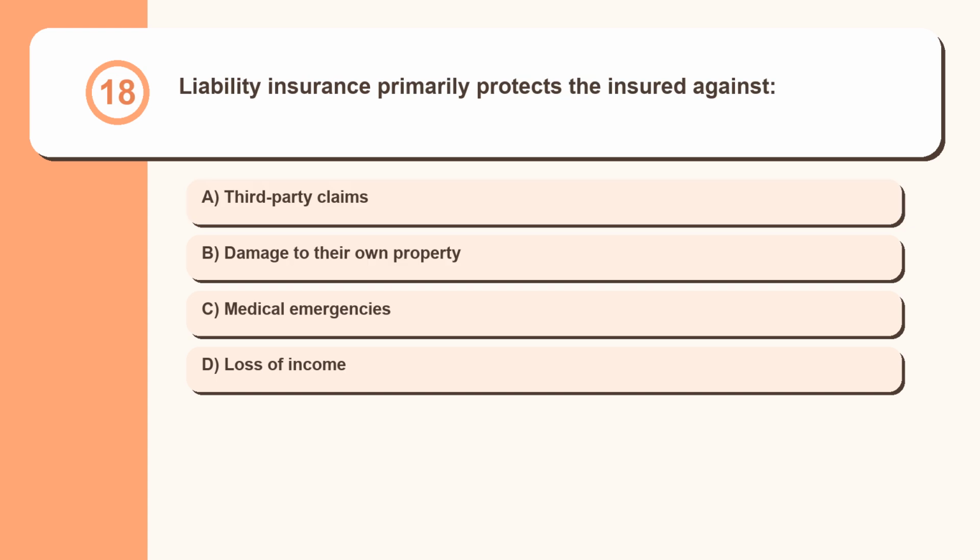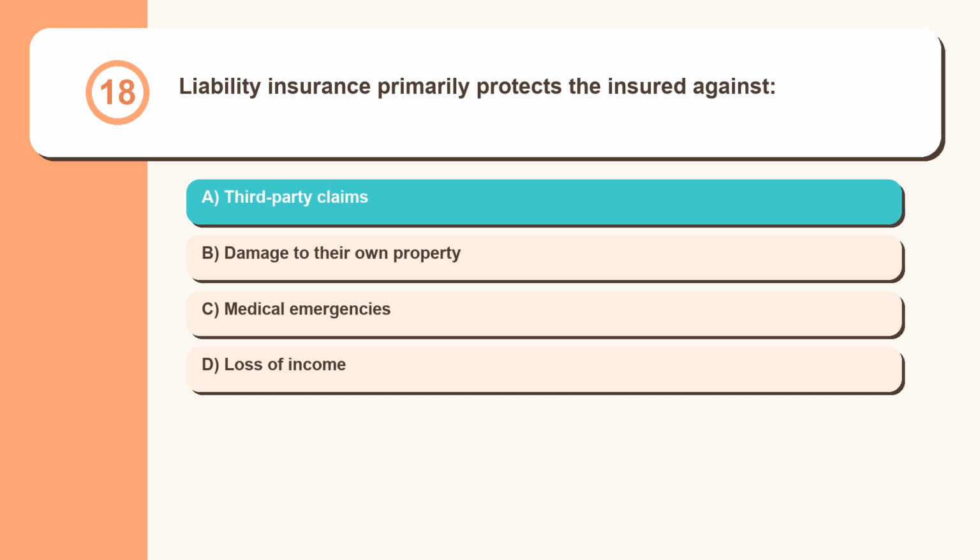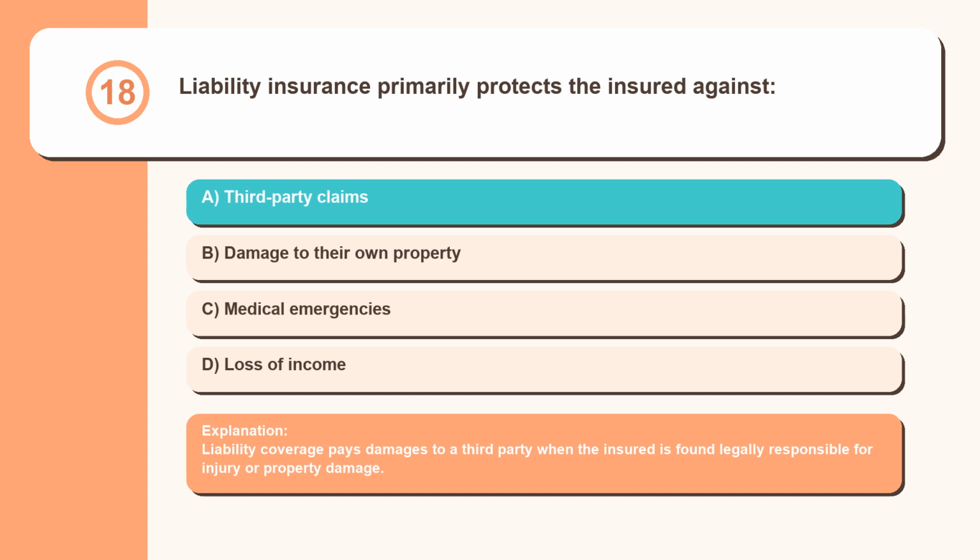Question 18. Liability insurance primarily protects the insured against: third-party claims, damage to their own property, medical emergencies, loss of income. Liability coverage pays damages to a third party when the insured is found legally responsible for injury or property damage.